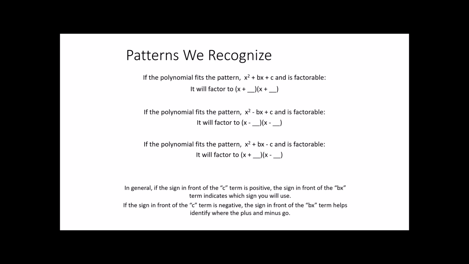And then I've just written out in words the things that we said just a second ago. In general, the sign in front of c, if it's positive, tells you that you will have like signs. And the sign in front of b tells you which of those signs you will use. If the sign in front of c is negative, then the sign in front of b helps you identify where the plus and minus will go. This will make a little more sense in just a second.